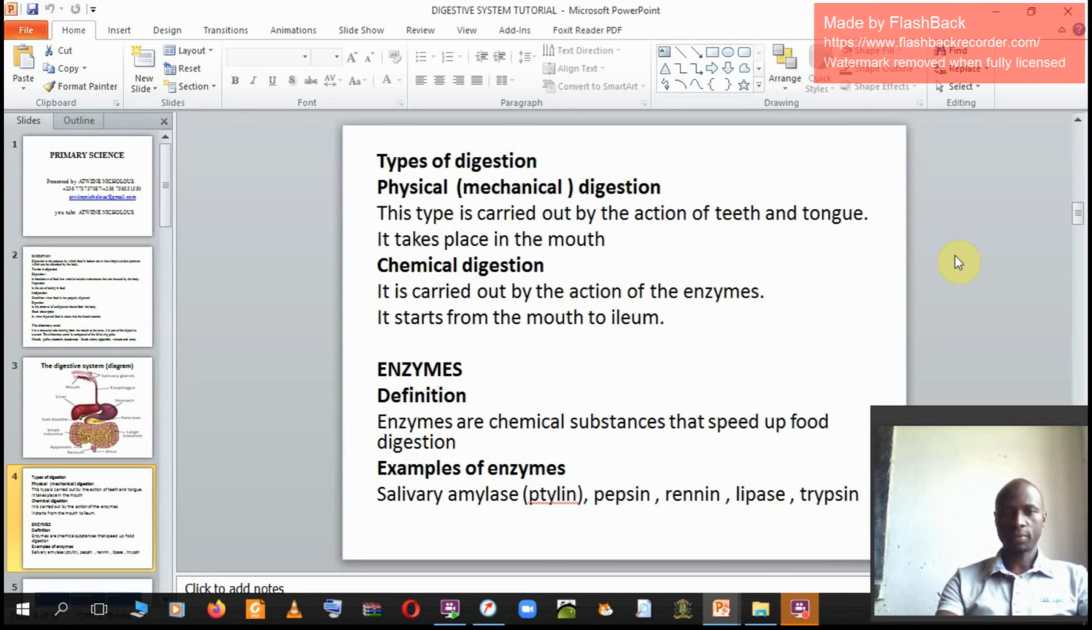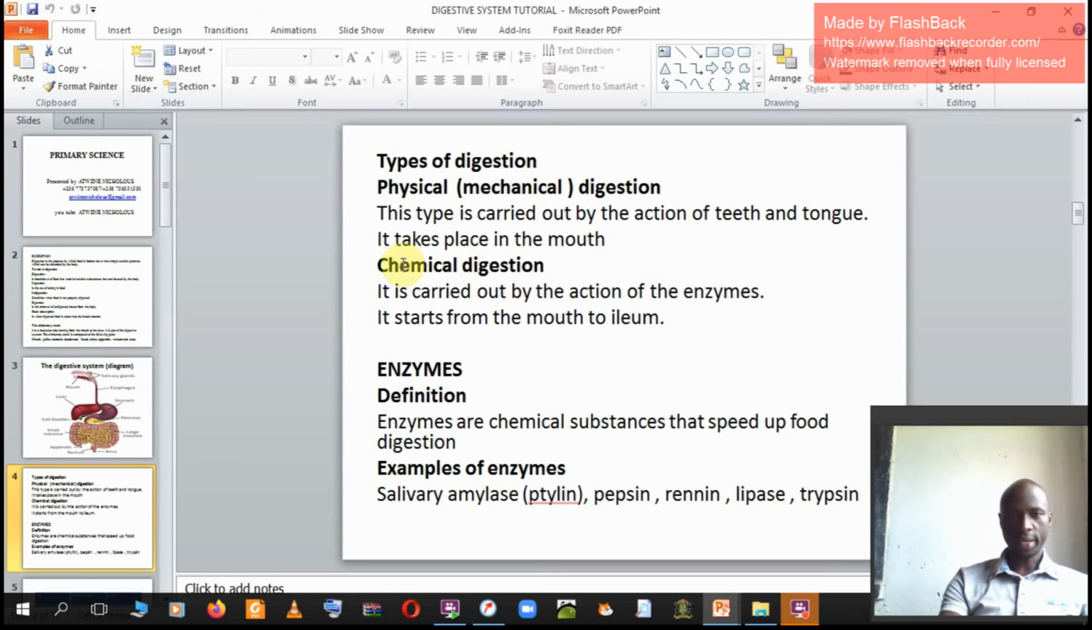We have types of digestion. We have mechanical. This one involves the use of machines, I may say machines, mechanical. This is the type where we use teeth and tongue. Meaning this mechanical digestion occurs only in the mouth. When they ask the type of digestion that occurs in the mouth, and that digestion involves the action of teeth, we shall say mechanical digestion.